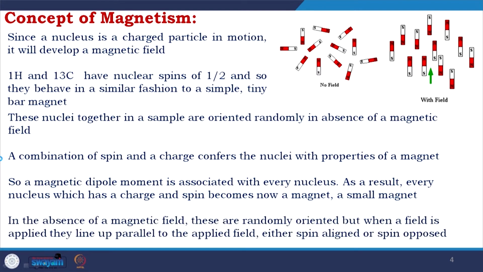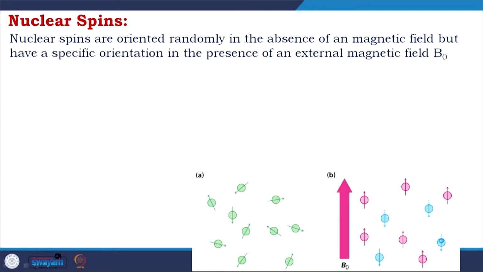In the absence of the magnetic field, these are randomly oriented, but when a field is applied, they line up parallel to the applied field, either spin aligned or spin opposed. So, there are two conditions: spin aligned and spin opposed. We will talk about them. Nuclear spins are oriented randomly in the absence of a magnetic field, but have a specific orientation in the presence of an external magnetic field B0.